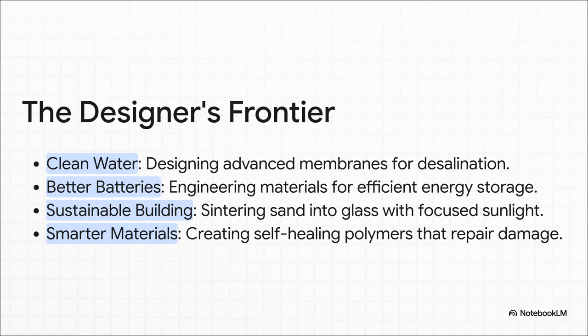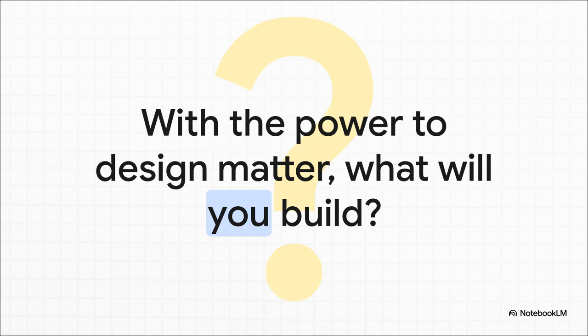We need better batteries for a clean energy future. We can engineer new crystal structures for more efficient energy storage. We need to build more sustainably. We can literally use focused sunlight to sinter sand into glass, with no fossil fuels required. We can even create smart materials, like self-healing polymers that can sense damage and repair themselves, just like living tissue. We started by saying that the question is no longer, can we make it, but what should we make? We now have the power to design and build the material world from the ground up.